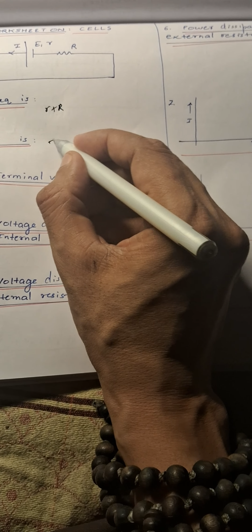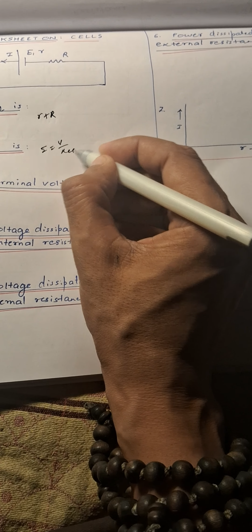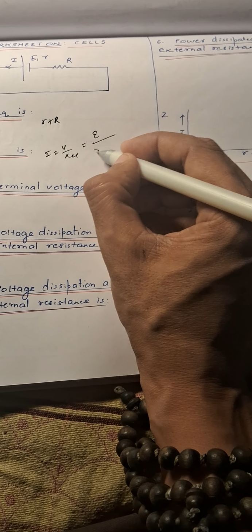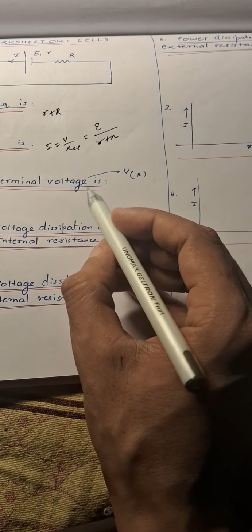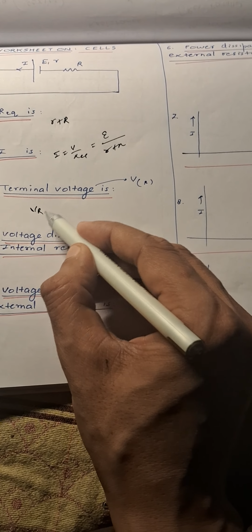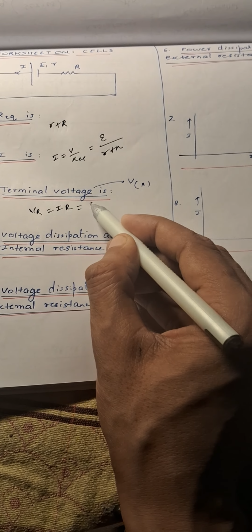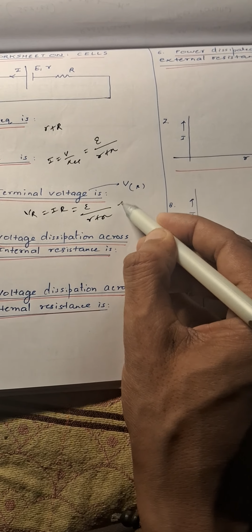Current in the circuit will be voltage by R equivalent, so that will be E divided by small r plus capital R. Next is terminal voltage. Terminal voltage is the voltage across R, which is I into capital R, which is E into capital R divided by small r plus capital R.